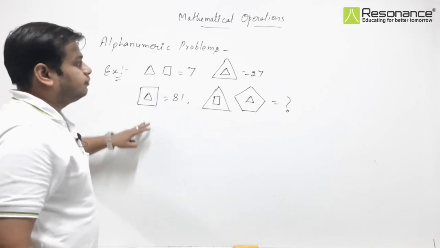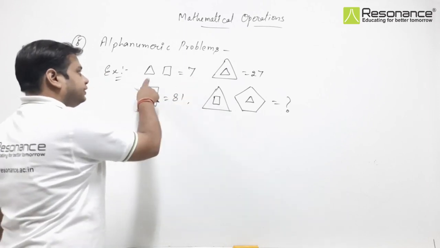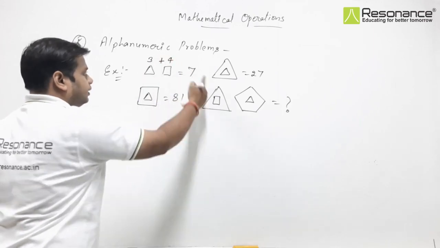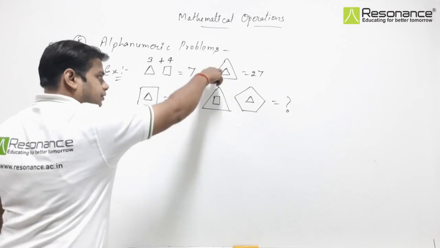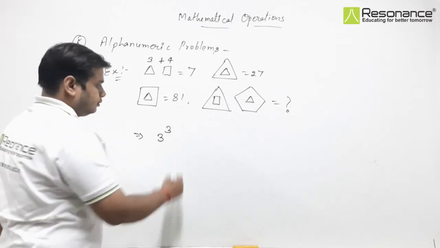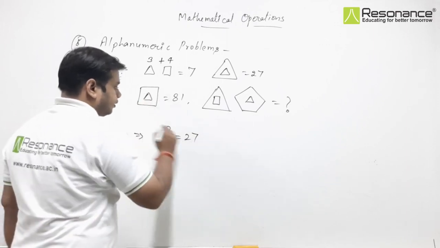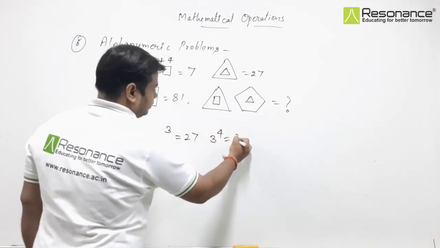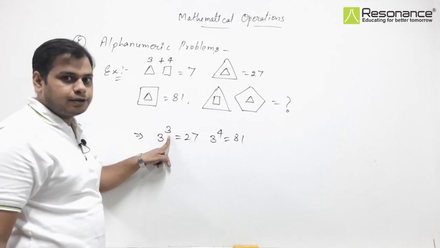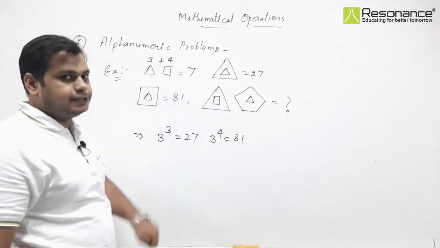Now we have to understand what is going on. Triangle and square is giving us 7. So we can assume that the value of triangle is 3 and the value of square is 4. When we add these two, it will give us 7. Now triangle over triangle means 3 power 3, which is giving us 27, and square over triangle means 3 power 4, which will give us 81. So when a diagram is over a diagram, that means power. When a diagram and diagram are continuing, that means addition.